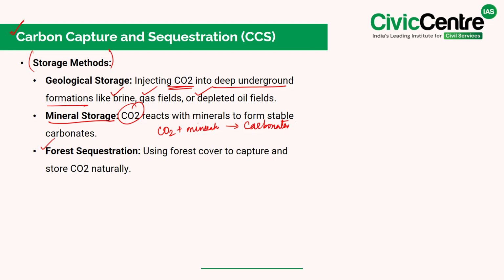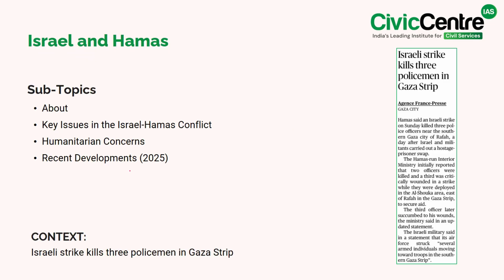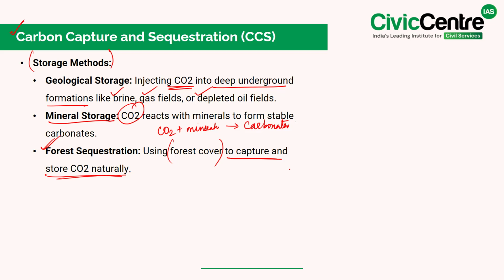Additionally, forest sequestration utilizes natural forest cover to absorb and store CO2, making afforestation and reforestation valuable strategies for carbon mitigation. Thus, while the greenhouse effect is essential for sustaining life on Earth, human activities have intensified it, leading to global warming and severe environmental challenges. However, with effective mitigation strategies such as CCS and sustainable land management, it is possible to reduce carbon emissions and minimize the impact of climate change in the long run.